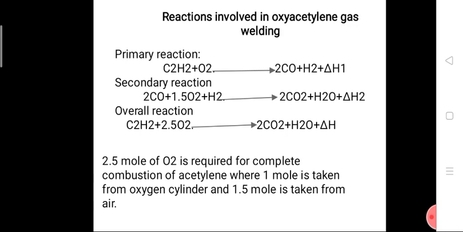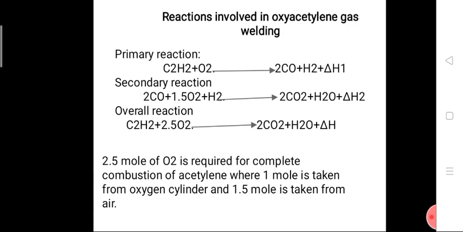The carbon monoxide, which is produced in the primary reaction, is mixed with the atmospheric oxygen and hydrogen. Then carbon dioxide and water are produced, and a delta H2 heat is produced. When we combine them, it becomes C2H2 plus 2.5 O2 gives 2CO2 plus H2O plus delta H. Delta H is the heat produced by the combustion of both acetylene and oxygen.